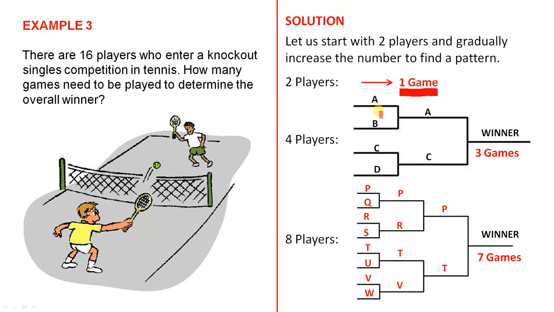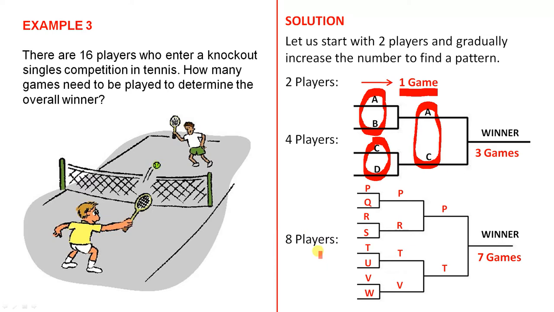The players are A, B, C and D. Remember, there are 4 of them. There's the first game between A and B. There's the second game between C and D. These are the 2 winners of the first 2 games. So that must be the third game to get the winner. So you have 3 games. So for 4 players, you have 3 games.